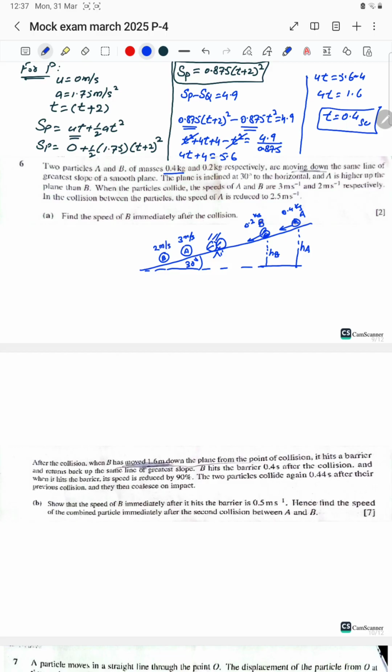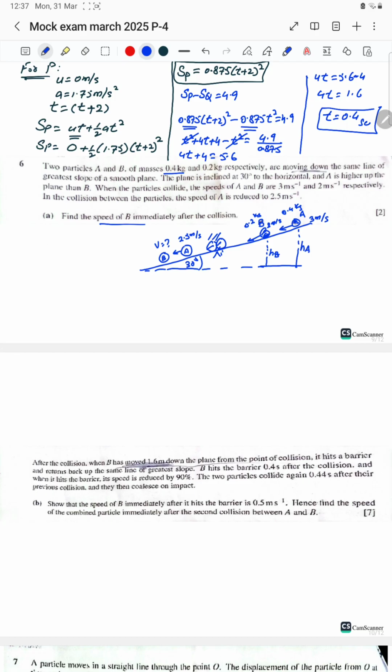In the collision between the particles, the speed of A is reduced. Before it was 3 meter per second, B was 2 meter per second. And in the collision, the speed of A is reduced to 2.5 meter per second, and B we have to find.